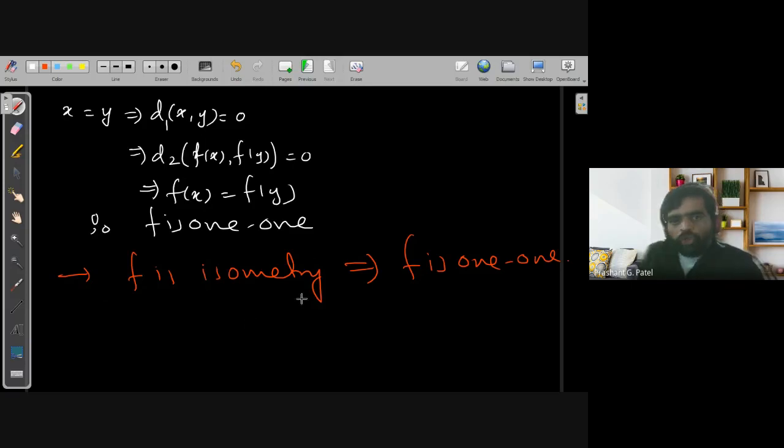Definitely the onto-ness is not there, so I can add that. So isometry plus onto. One-one is already there. If isometry is there, one-one is already there. So plus onto, can I say that it is a homeomorphism?